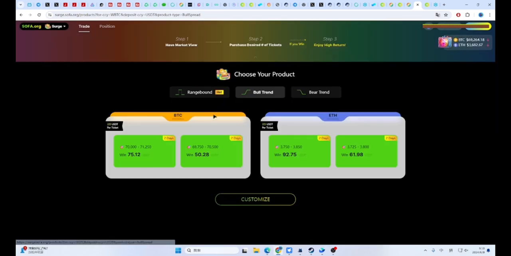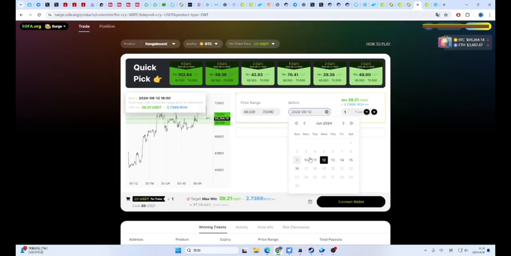But this is a quick pick. On the Surge homepage, you can also place custom bets. For example, if you want to bet until the 14th, the odds will go up. Essentially, you're shorting a longer gamma. You can buy several tickets, each recovering 40%. If the price stays within the specified range by the 14th, you could win at a 1-to-8 ratio.